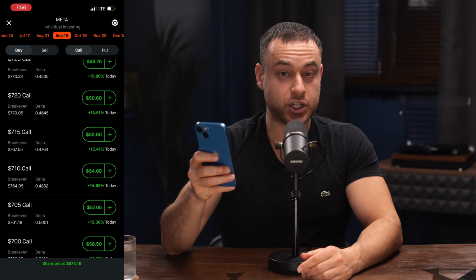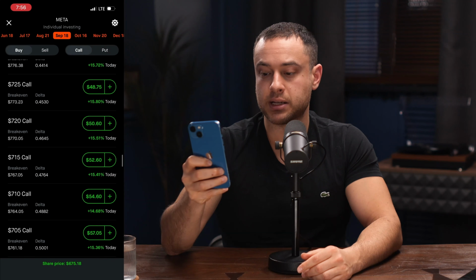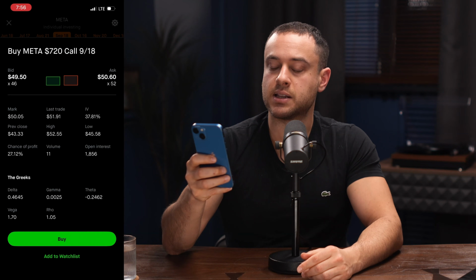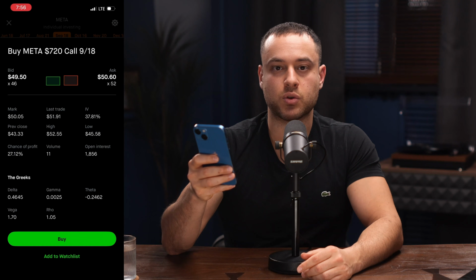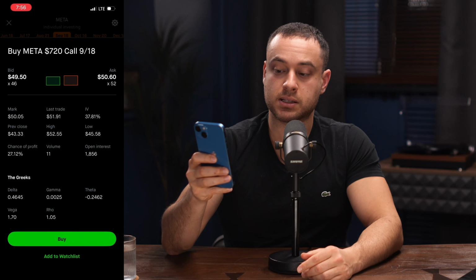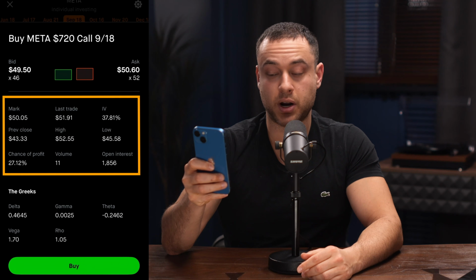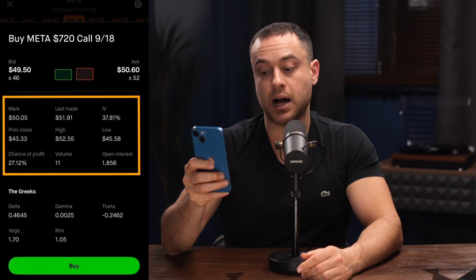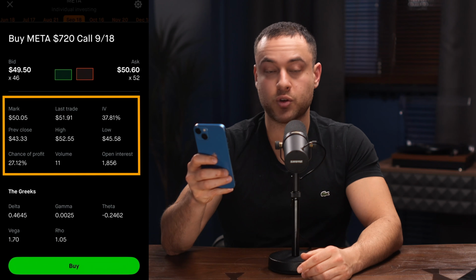So with all that education out of the way, let's now go for this option that is 720. If I open this option, I want to show you the statistics here. This is the next page that you will see when you click on the option. You can see there is a bid and ask, and then there's statistics around mark, last price, IV, which stands for implied volatility, previous close, high, low, chance of profit, volume, and open interest.